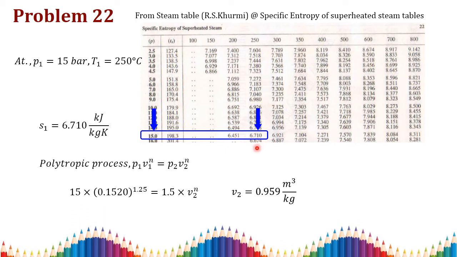Since it is a polytropic process, we can apply the PVT relation, that is P1 V1 power n is equal to P2 V2 power n. We know P1, V1, P2 and also n. Only one unknown term is V2 here. Solving this simple relation, you will get the specific volume V2 equal to 0.959 meter cube per kilogram.